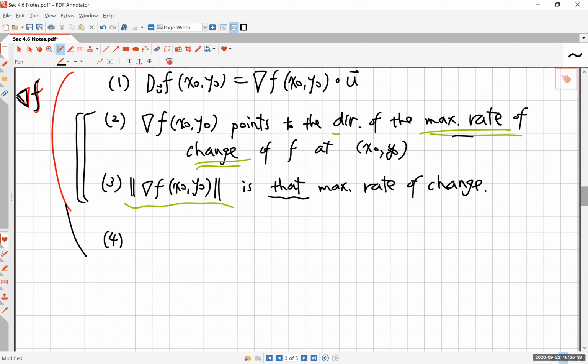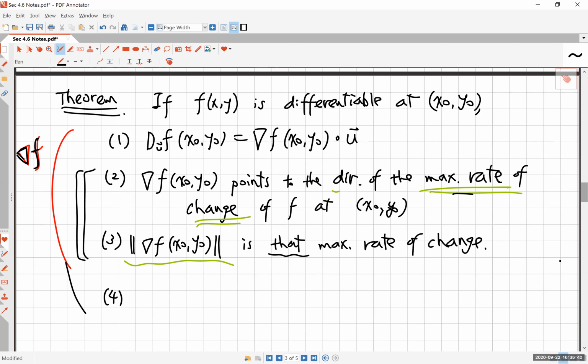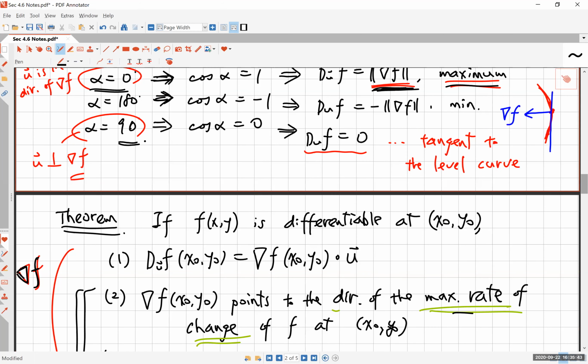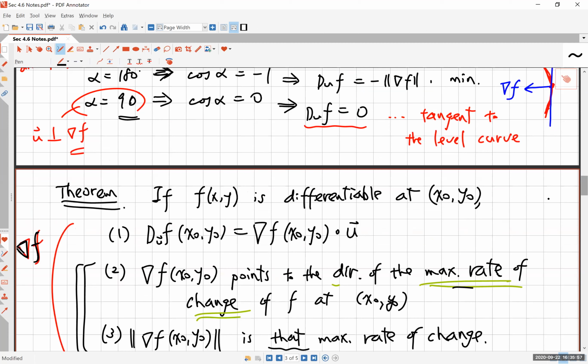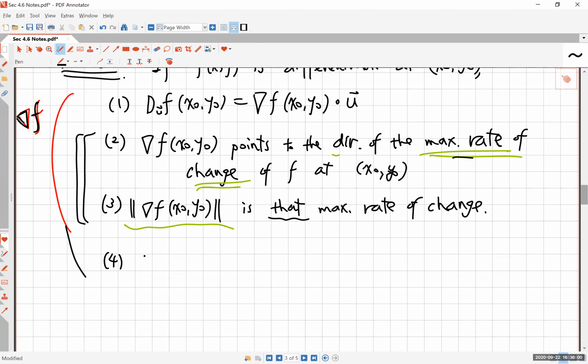Okay, so one last thing here, and I almost forgot to say this. It says if the angle between the gradient and the direction specified is perpendicular, then the gradient dot u becomes 0, which means that you're not going up or down, which means that you're going in the direction of a level curve, right? So this is always perpendicular to the level curve through x naught, y naught.